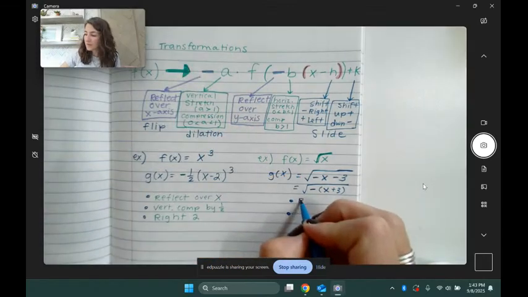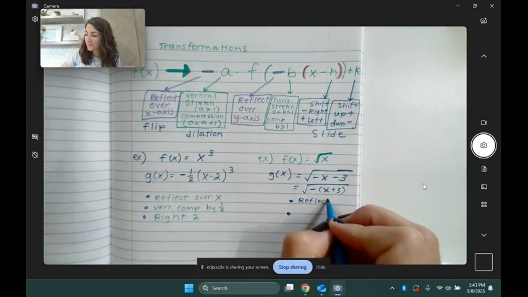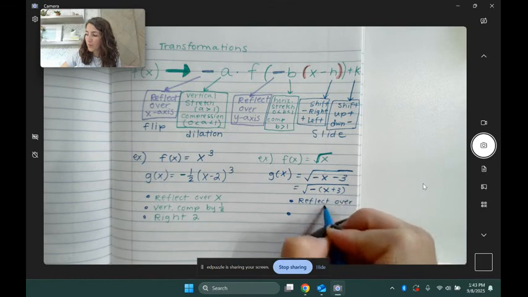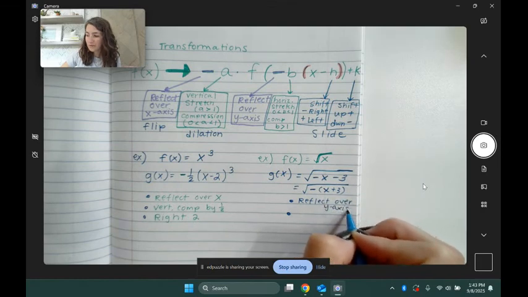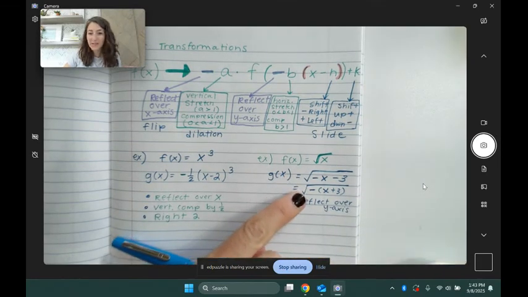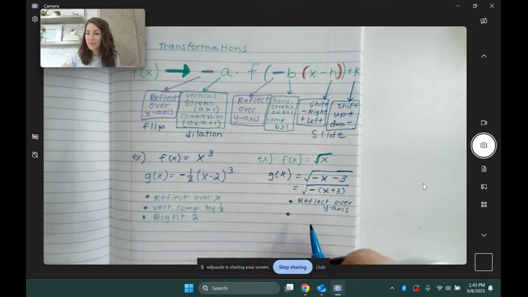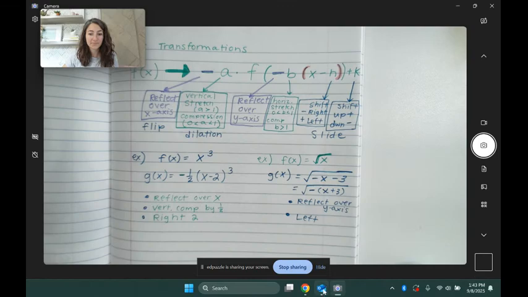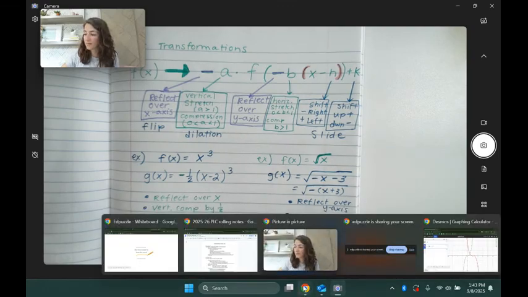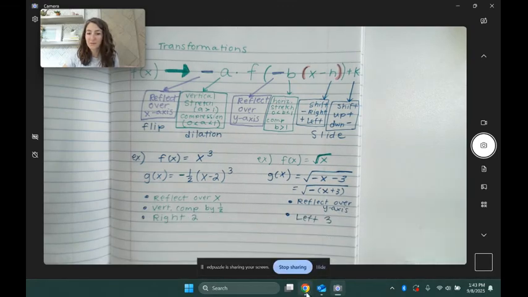So this one's going to be a reflection over the y-axis, and I'll show you what that looks like in a second because it's inside the function. And this is going to be a shift to the left 3, sorry, to the left 3. All right, let's look.